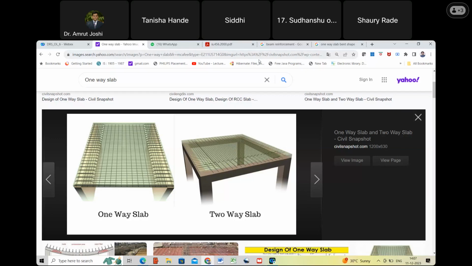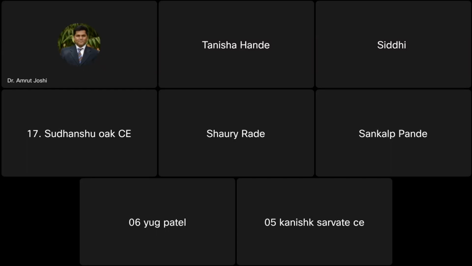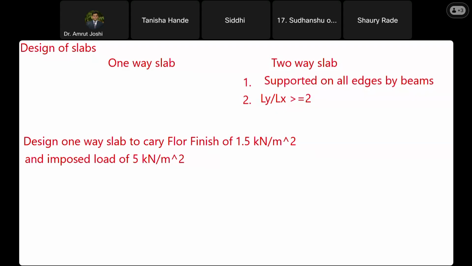Are you with me? Yes, sir. By mistake I wrote Ly by Lx greater than 2. Let me clear it. So what is the condition? The condition is that the ratio of the longer dimension Ly divided by Lx should be less than or equal to 2. Then the slab is two-way. If these two conditions are not satisfied, naturally it is a one-way slab.